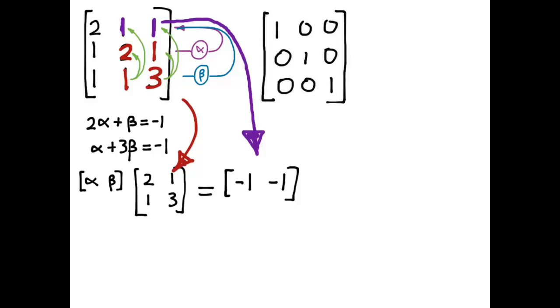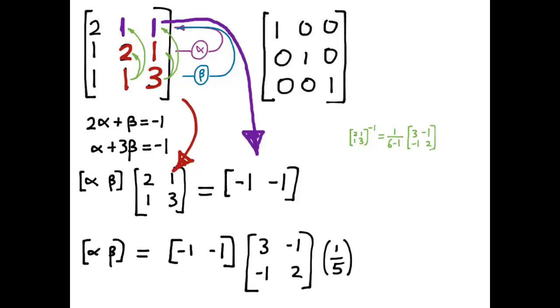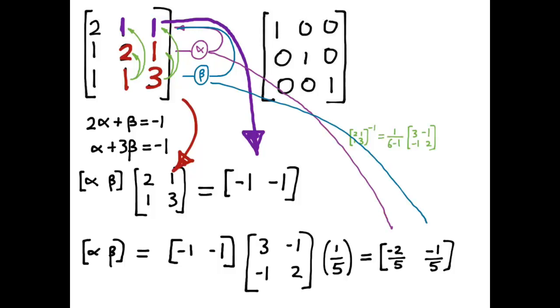So now that I've expressed it as a matrix equation, I just have to invert the matrix 2, 1, 1, 3, and I can automatically find the values of alpha and beta by multiplying by the inverse matrix. And the result of the matrix multiplication is those two numbers, negative 2/5 and negative 1/5. They are the amounts that I multiplied the second and third row by to cancel out the y and z components of the first row.